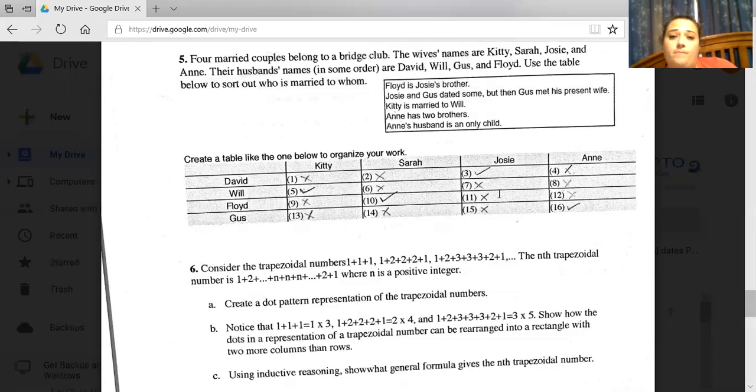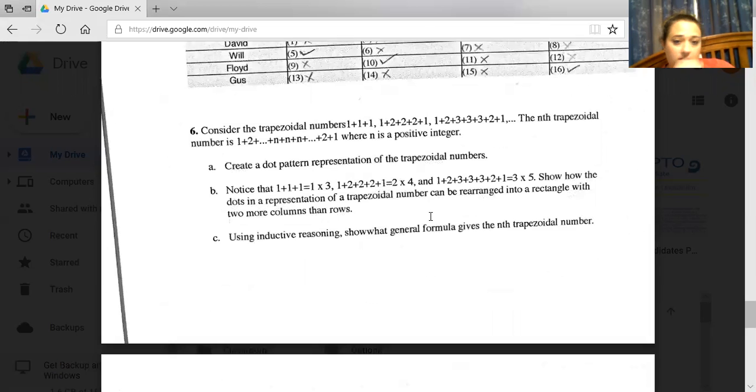And Josie and Gus dated, but Gus met his present wife. So Josie can't be married to Gus either. So I put an X there. And by process of elimination, if you put an X by this person and by this person, you can determine that Kitty is married to Will, Sarah is married to Floyd, Josie is married to David, and Anne is married to Gus.